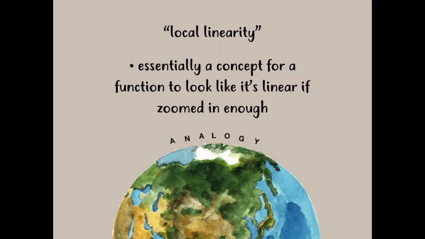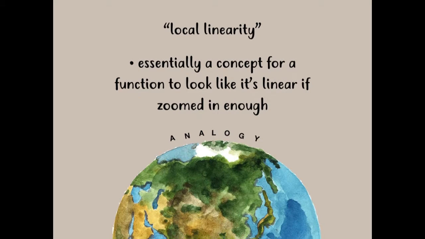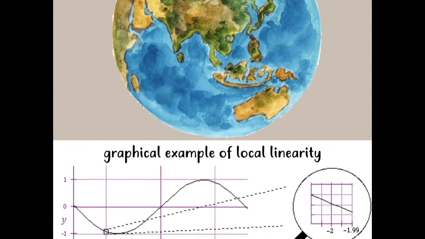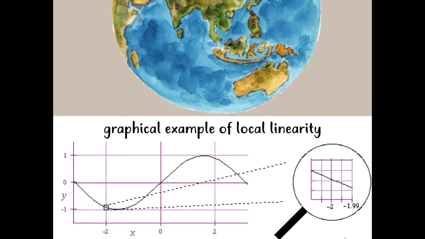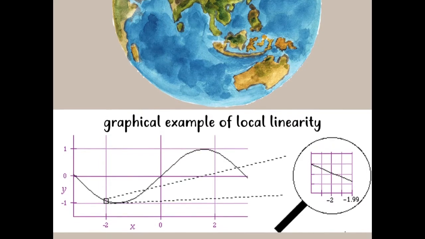An important analogy that relates to this concept is us on Earth. While we know the Earth is round, on a much smaller scale the Earth seems flat. This behavior parallels how functions act as well. Here's an example of local linearity on a graph. Notice when you zoom in a lot, the graph will look like a linear line.